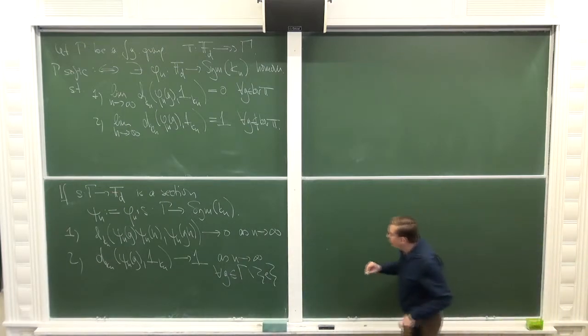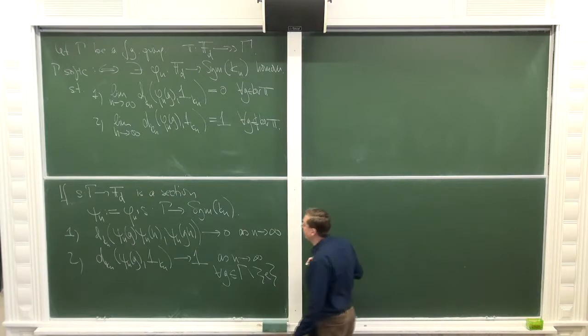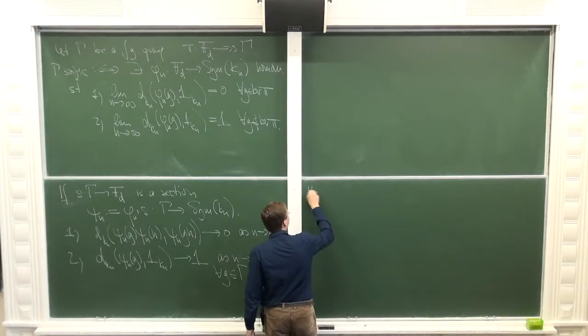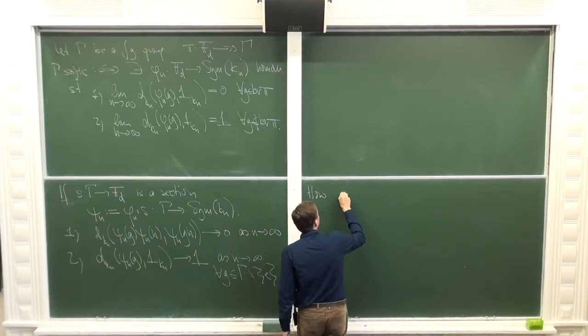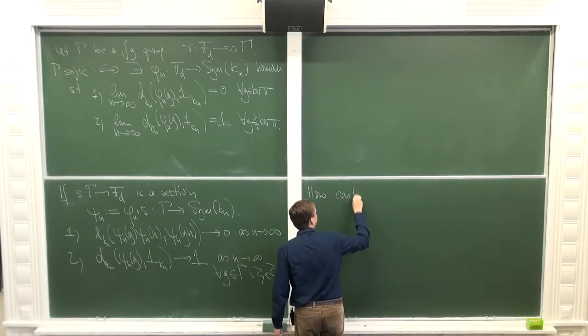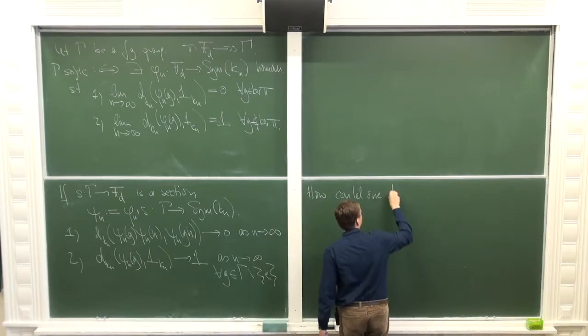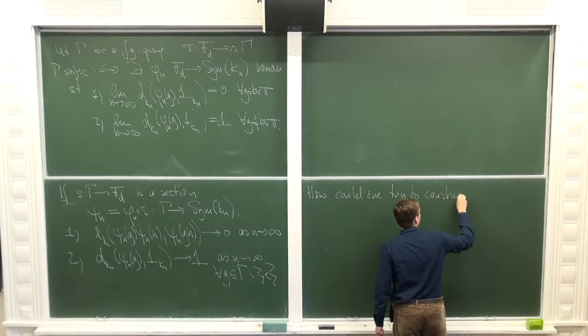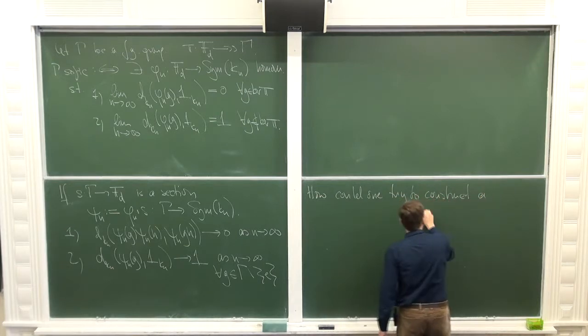So how could one possibly try to construct a non-sofic group, right? Something that violates this definition. How, I mean, could one try to construct a non-sofic group?